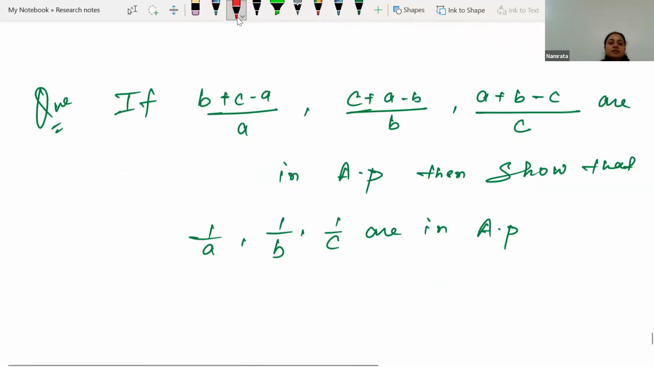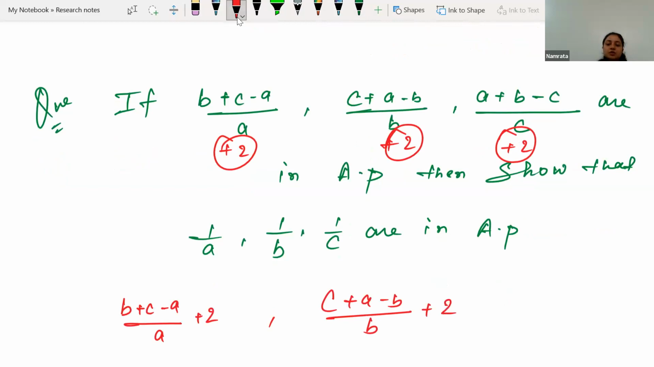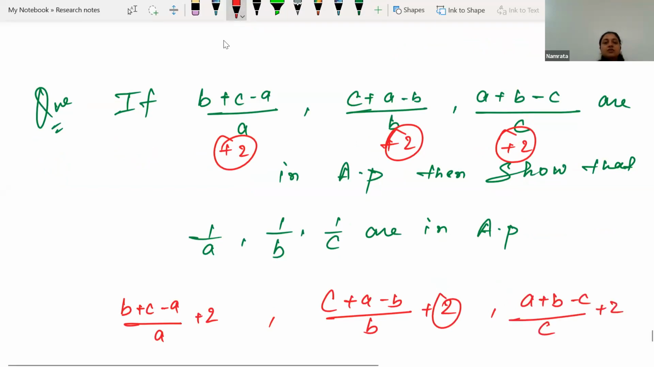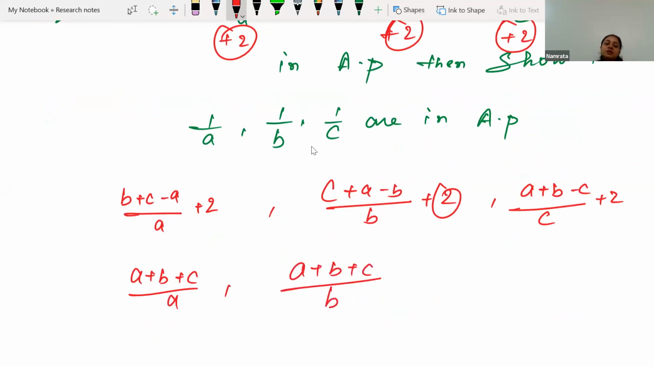If we add 2 over here, we add 2 over here, we add 2 over here, still that will be in AP, right? So let's add 2. Can you tell me what will be the first term after doing the simplification? Please add 2 quickly and tell me what will be the first term, Lina? 2A minus A. Will it be A plus B plus C by A? Will it be again A plus B plus C by B? Is it so?